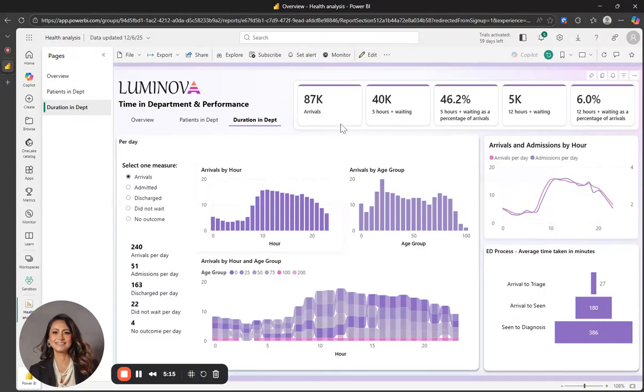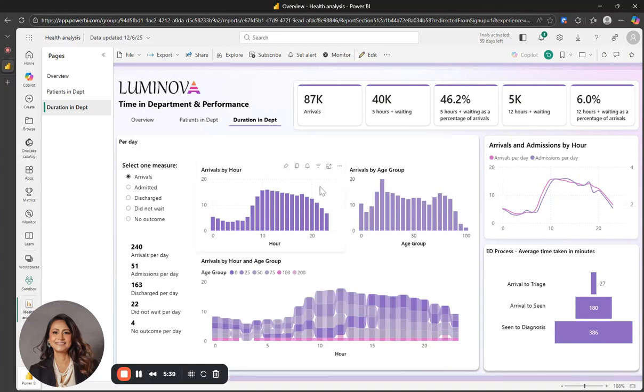At the top, we see key metrics: total arrivals, numbers and proportion of patients waiting more than 5 hours, and the numbers and proportion waiting more than 12 hours. These headline indicators align closely with national performance standards and provide an immediate view of departmental pressure.